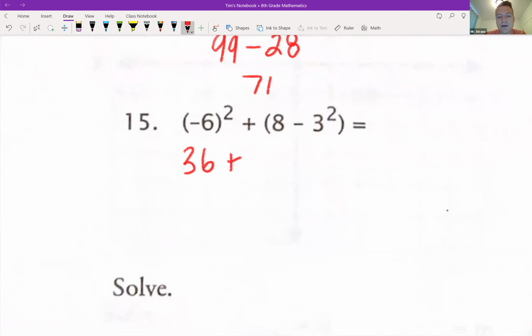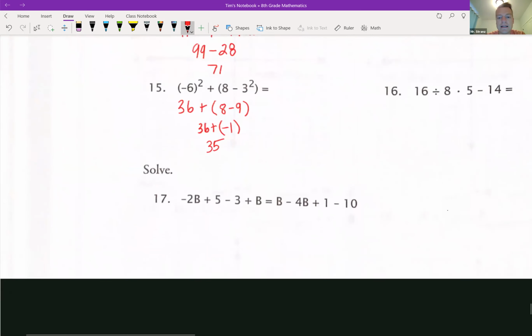36 plus, in our parentheses, we've got exponents first. So 3 to the power of 2 is going to be 9. 8 minus 9, in the parentheses, is a -1. We're adding that to 36, which means our answer will be a positive 35.